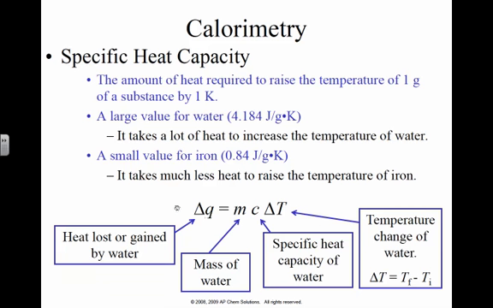Q is going to be the heat, lost or gained. M is the mass of, typically in a calorimeter we use water. C is the specific heat of water. And delta T is my change in the temperature.